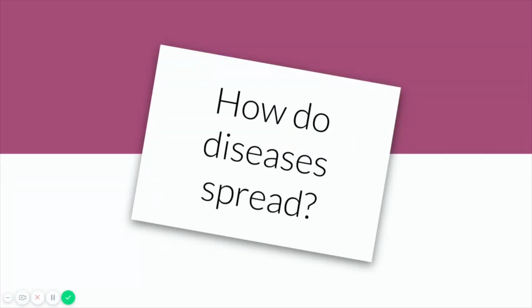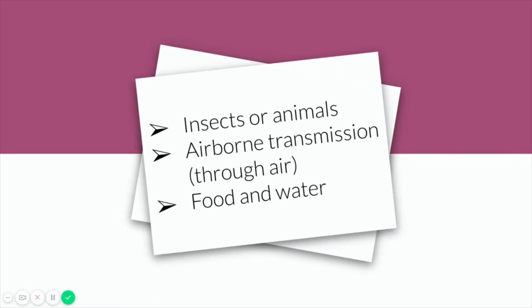Next, let's try to answer our second question. How do diseases spread? So how do you think COVID-19 spread? Did it spread through insects or animals, airborne transmission, or food and water? The answer is airborne transmission, through the air. Remember when we said we need to wear masks when we go outside? That's because this virus spreads through the air.